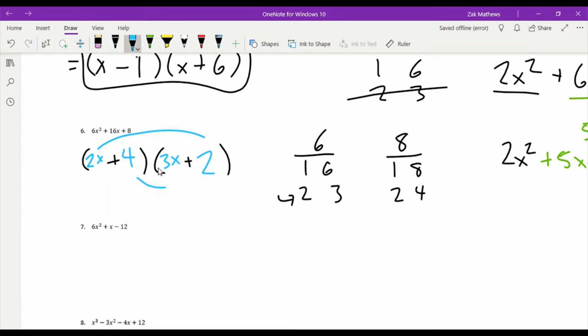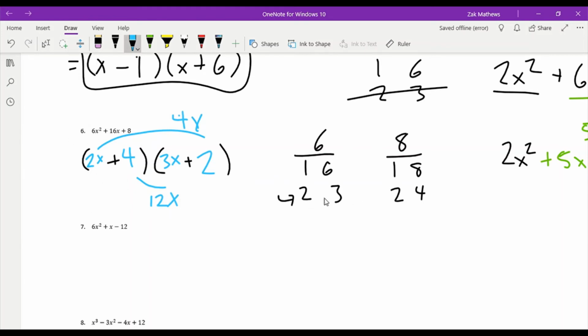So we can't just give up on them one time because the order matters. The 2 last time was hitting off the 4 and the 3 was hitting off the 2. If we switch that, we're going to get a different result. So 2 times 2 is 4 and 4 times 3 is 12. And do 4x and 12x give us 16x? Yes, it does. So now I do know that I have the right pairing. This is the correct factorization.